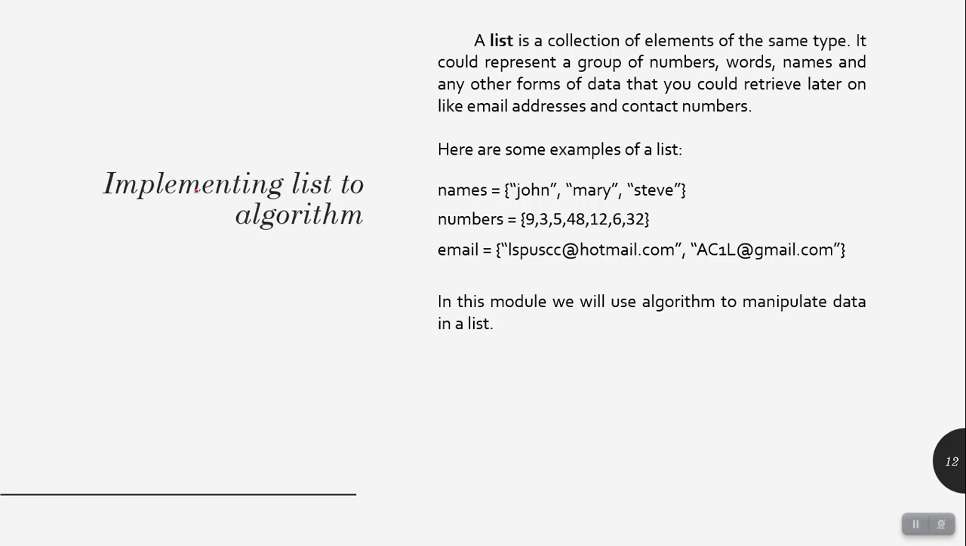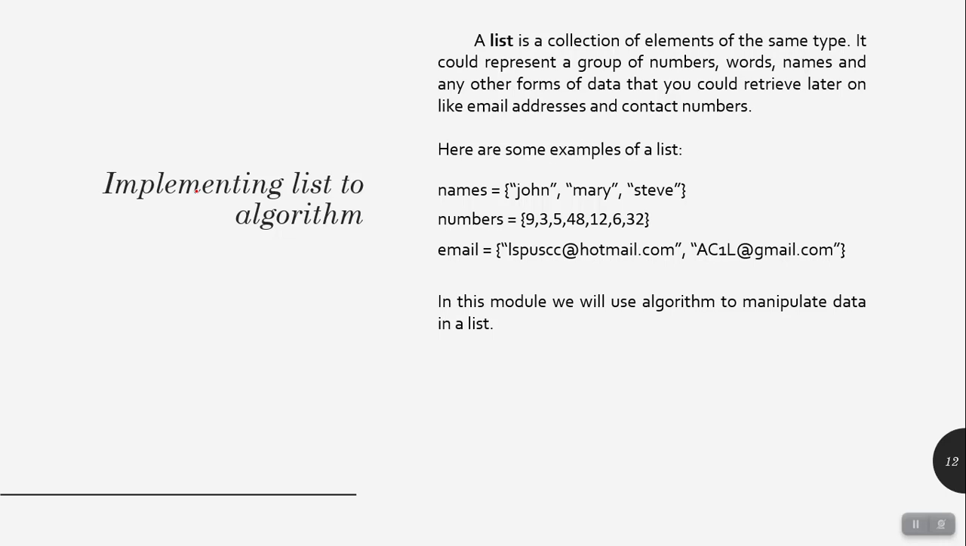It could represent a group of numbers, words, names, and any other forms of data that you could retrieve later on, like email addresses and contact numbers. So here are some examples of a list.